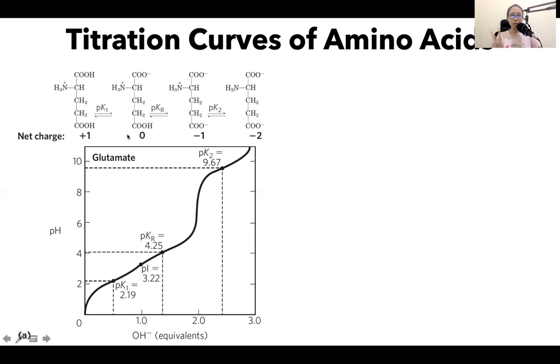So the two pK values flanking this Zwitter ion are pK1, which is 2.19, and pKr, which is 4.25. So get the average of these two values. That will be your PI or isoelectric point for glutamate. Meaning, if the pH of the solution is equal to 3.22, all of your glutamate molecules have a net charge of 0, so they will precipitate out of solution.